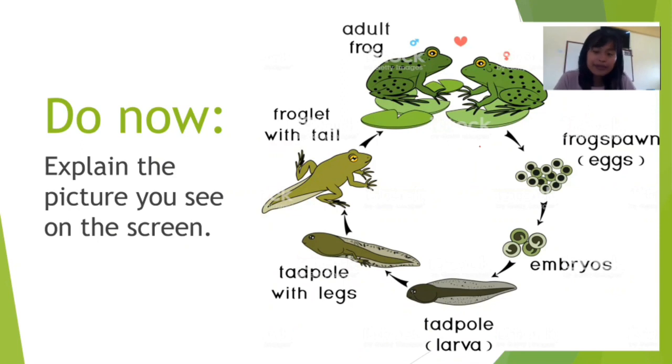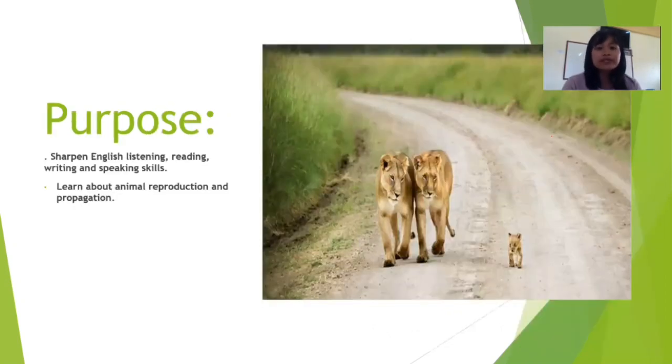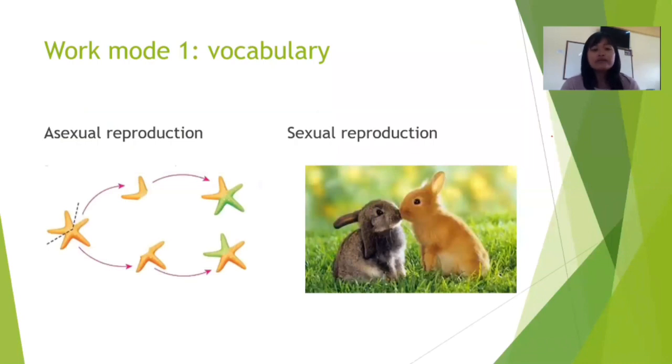Now, our topic can be a little bit difficult, so if you have any questions, don't hesitate to ask me. Just write your question in our line group, okay? So let's move on. Again, for the Do Now activity, please explain what you see on the screen. The purpose of this video is for your English skills to be sharpened, and also to learn about animal reproduction and propagation. So let's move on to our vocabulary.